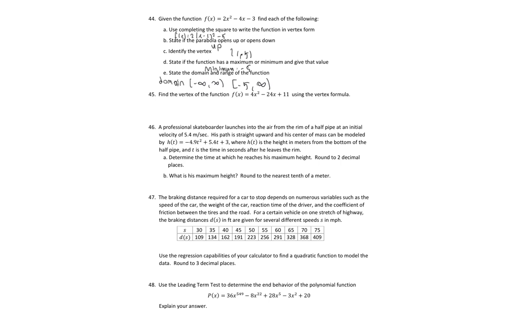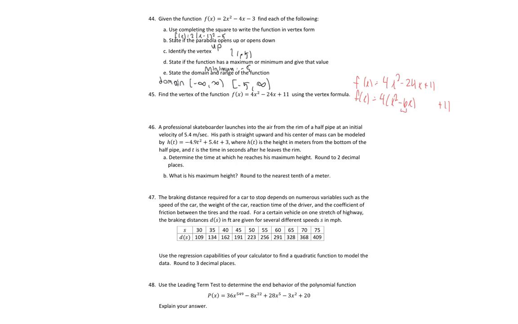Okay, going to this next one. This next one's basically the same thing as part A of the previous. Find the vertex of the function 4x squared minus 24x plus 11 using the vertex formula. So I'll write this out again. 4x squared minus 24x plus 11. I will pull my 4 out of my x terms, and I'll put this plus 11 over there.